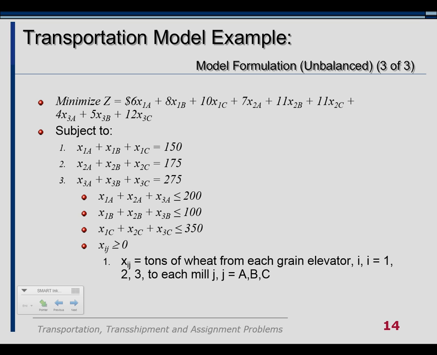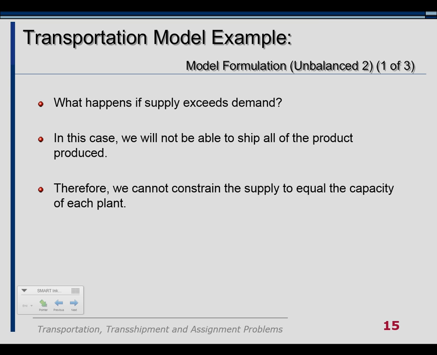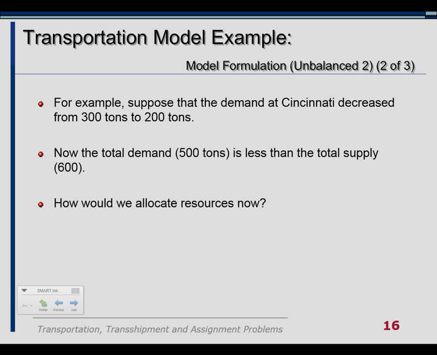So now, what happens if supply exceeds demand? In this case, we'll not be able to ship all the product we produce. So now we have too much product. Before we had too much demand. Now we have too much product. Therefore, we cannot constrain the supply to equal the capacity of each plant. So for example, suppose that the demand at Cincinnati is decreased from 300 tons to 200 tons. Now the total demand, which is 500 tons, is less than the total supply. Okay, so there was a fire or something that happened at one of these grain elevators.